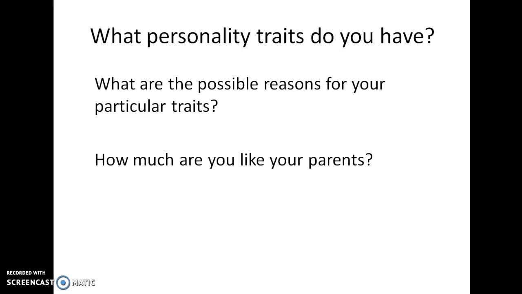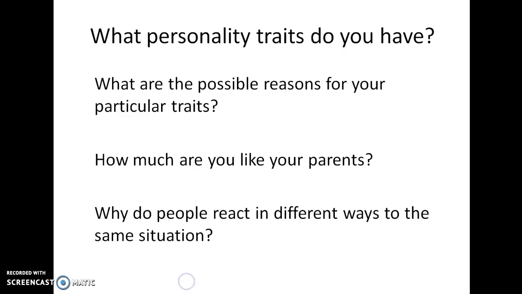Temperament's another way of describing personality. So what is your temperament? Your behaviour? How would you describe your personality? How do you react in different ways to a situation? Because different people react in different ways to the same situation. And what could be the reasons for that?